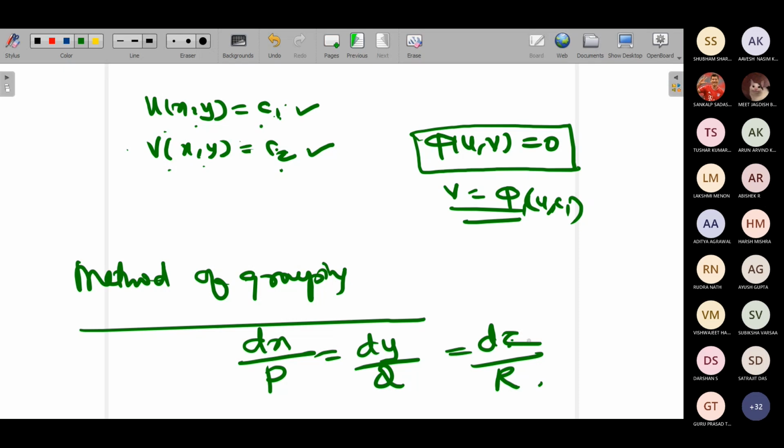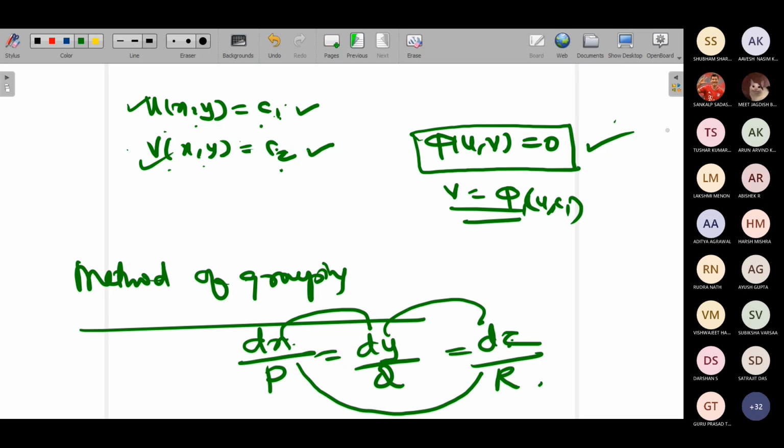When we talk about grouping, you can group these two terms together: the first two ratios, or the last two ratios, or the first and third. Any form you can take. Or you can even add the ratios together and equate it to some other ratio. Any ratio rules will hold good here. We are going to separate the variables and solve it. After solving it, we get back the solution in this form, and we write it as pi of u comma v equal to 0. That is the ultimate idea of the method of grouping.